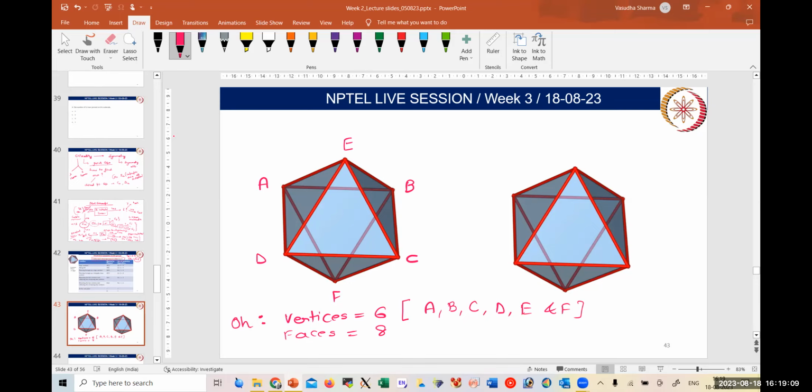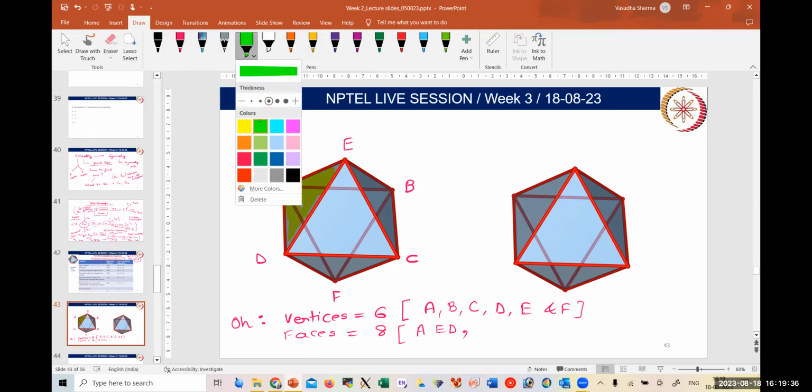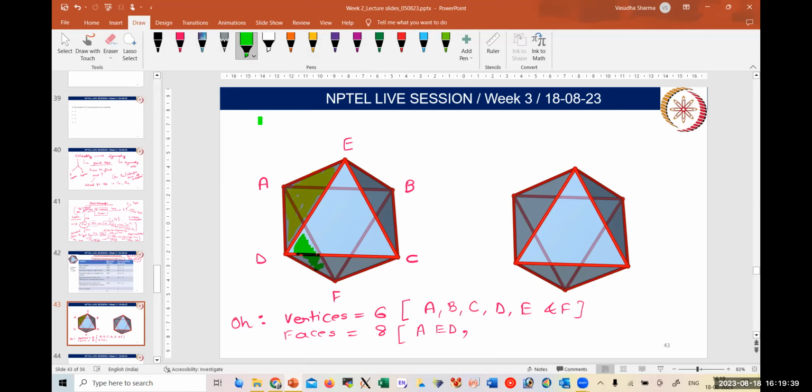Now, if you see clearly, the left face, the one which I have highlighted in yellow, becomes A, E, D. Also, we have one more left face, which is this ADF, which is drawn in green. These are left faces because they are on the left side.